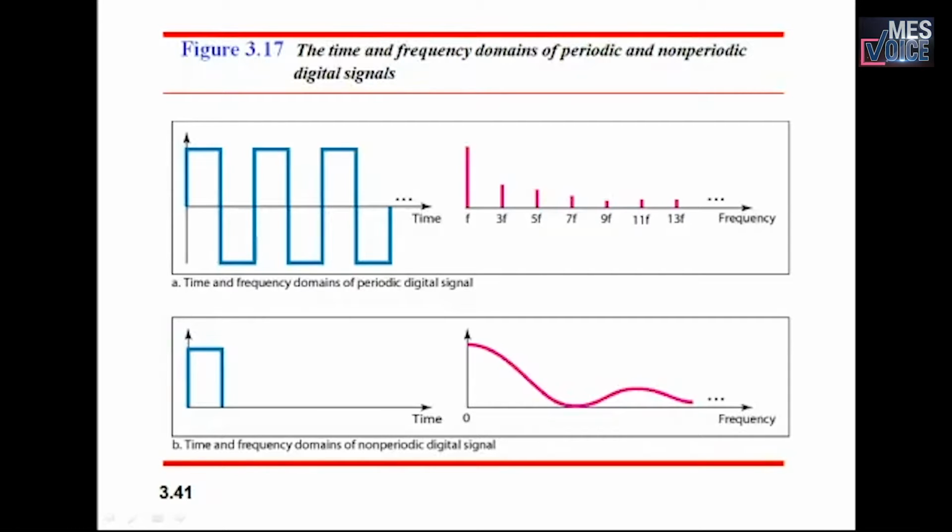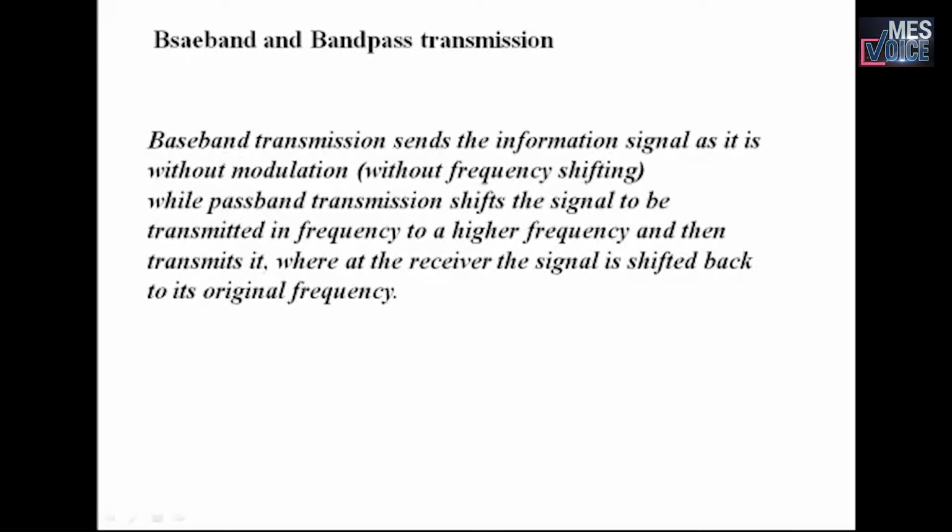Now, the figure shows the time and frequency domains of periodic and non-periodic digital signals. Figure A shows a periodic digital signal, and the frequency domain indicates that a periodic digital signal can be represented using a finite number of component signals, whereas a non-periodic digital signal in the frequency domain consists of an infinite number of component frequencies. Baseband and bandpass transmission.